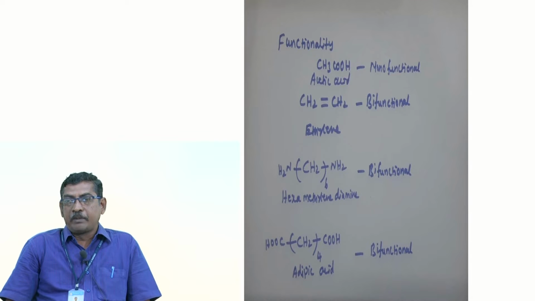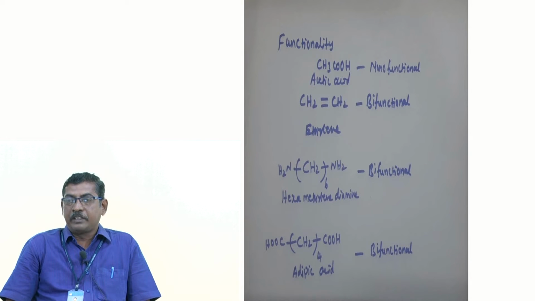For example, in the ethylene molecule, there is no functional group, but it contains a double bond, CH2=CH2. The double bond acts as bifunctional. Another example is hexamethylene diamine, NH2 (CH2)6 NH2. The NH2 group is the functional group in this molecule, which contains two NH2 groups, so it is called bifunctional.